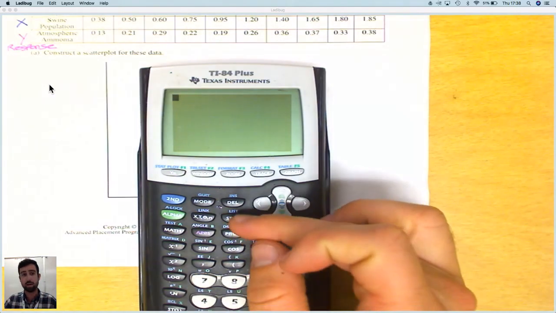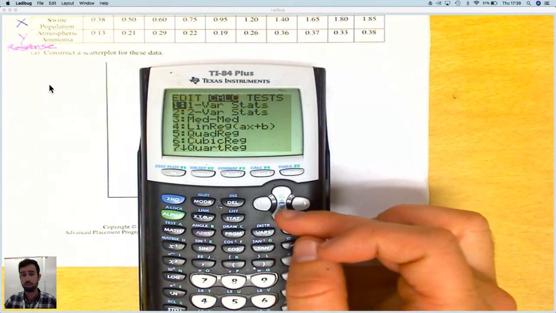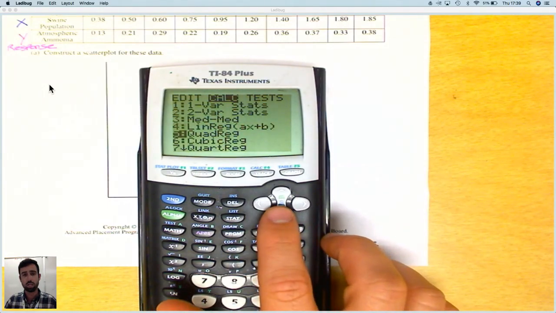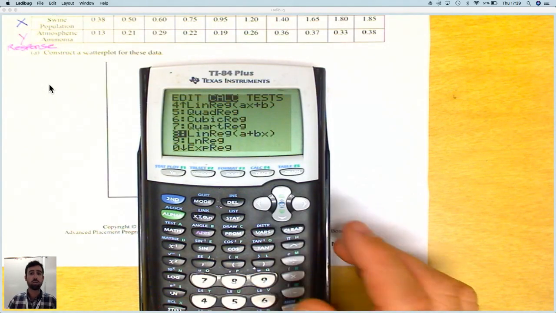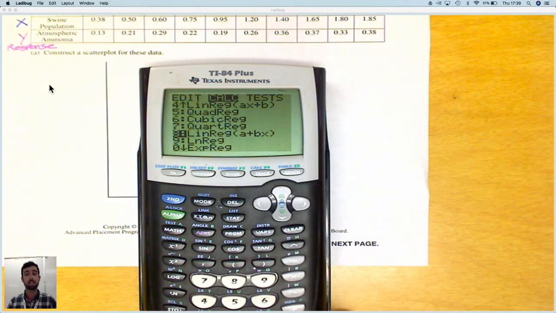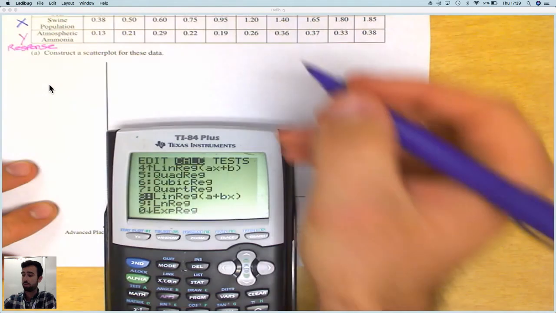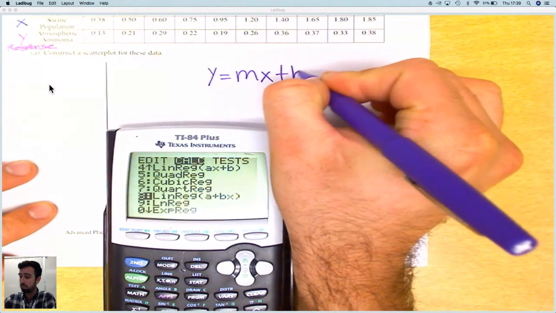You're going to go down here to stat. Go over to calculate, and then press the down button until you get to, I think it's number 9. Oh, number 8, LinReg A plus BX. Now, if you notice, this looks very familiar to your old, and probably Algebra 2, you know this well, linear equation y equals mx plus b.